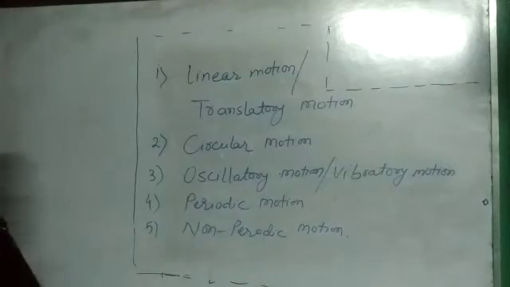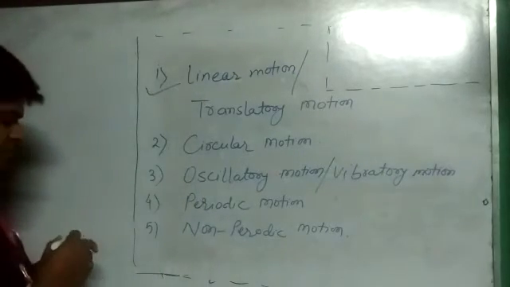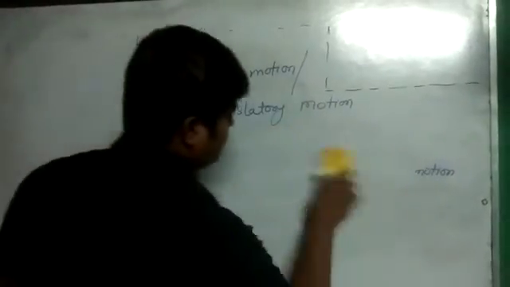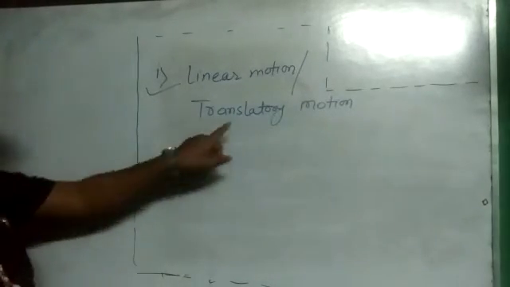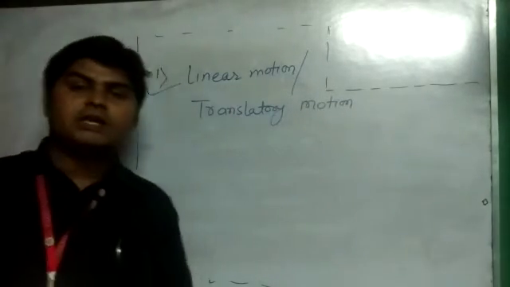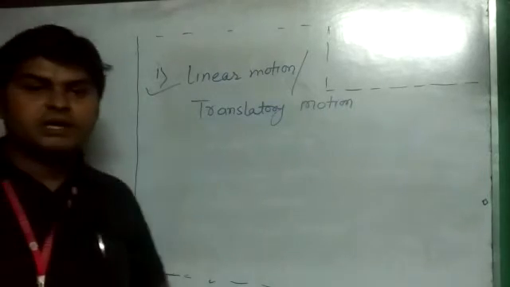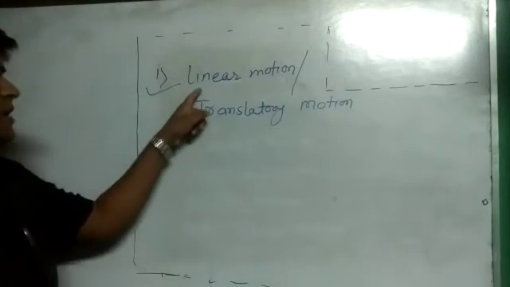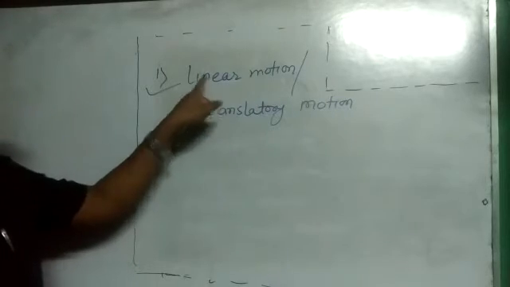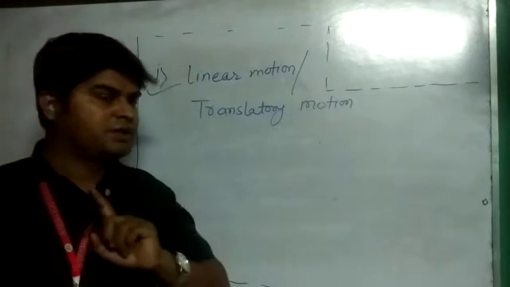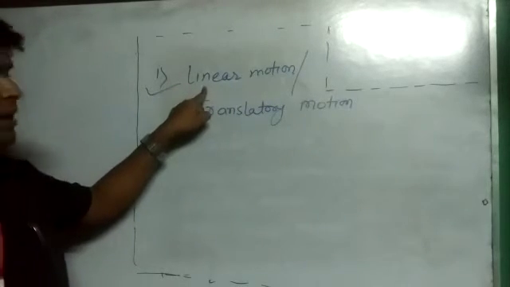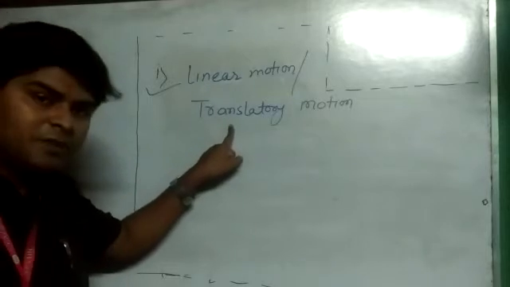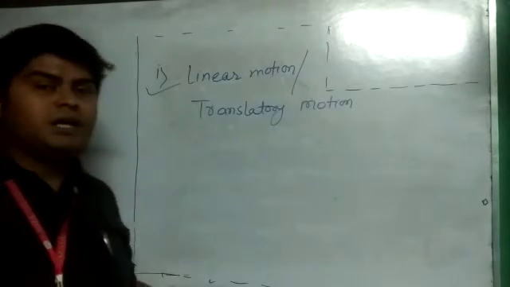So today I will teach you about linear motion, or translatory motion. Linear motion means the motion in which an object moves in a straight path or curved path. The motion in which an object moves in a straight path or curved path is called linear motion.